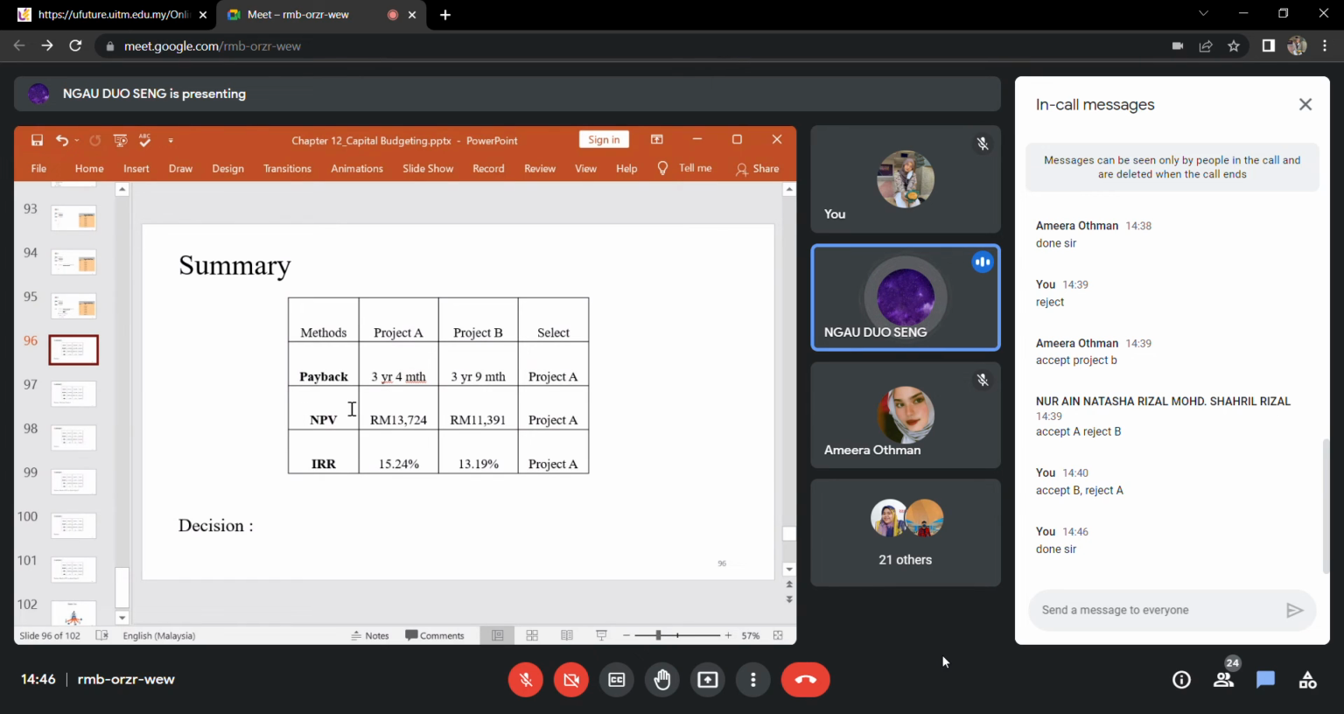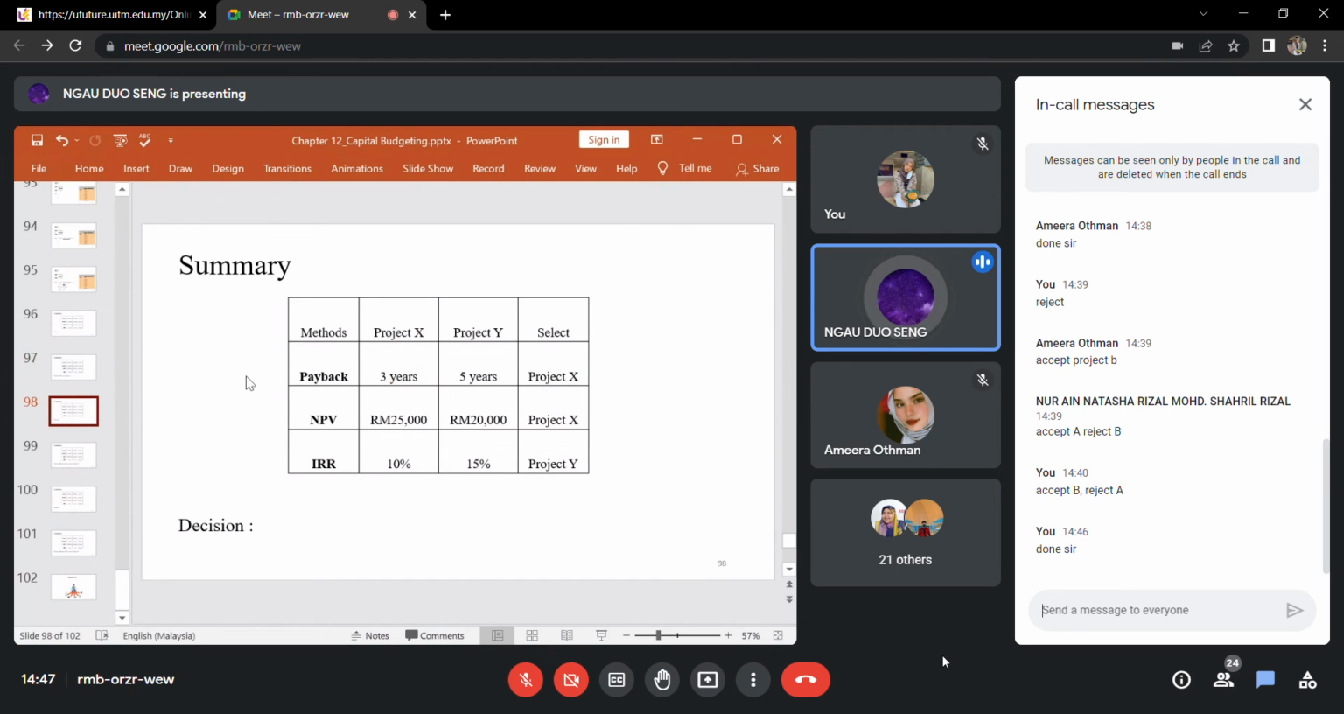So NPV, we choose the highest. In this case, we are choosing project A. IRR also we choose the highest. So in this case, we are choosing project A. So the three techniques resulted in project A. All choose project A. So we choose project A. So this one has no problem because everyone chooses A.